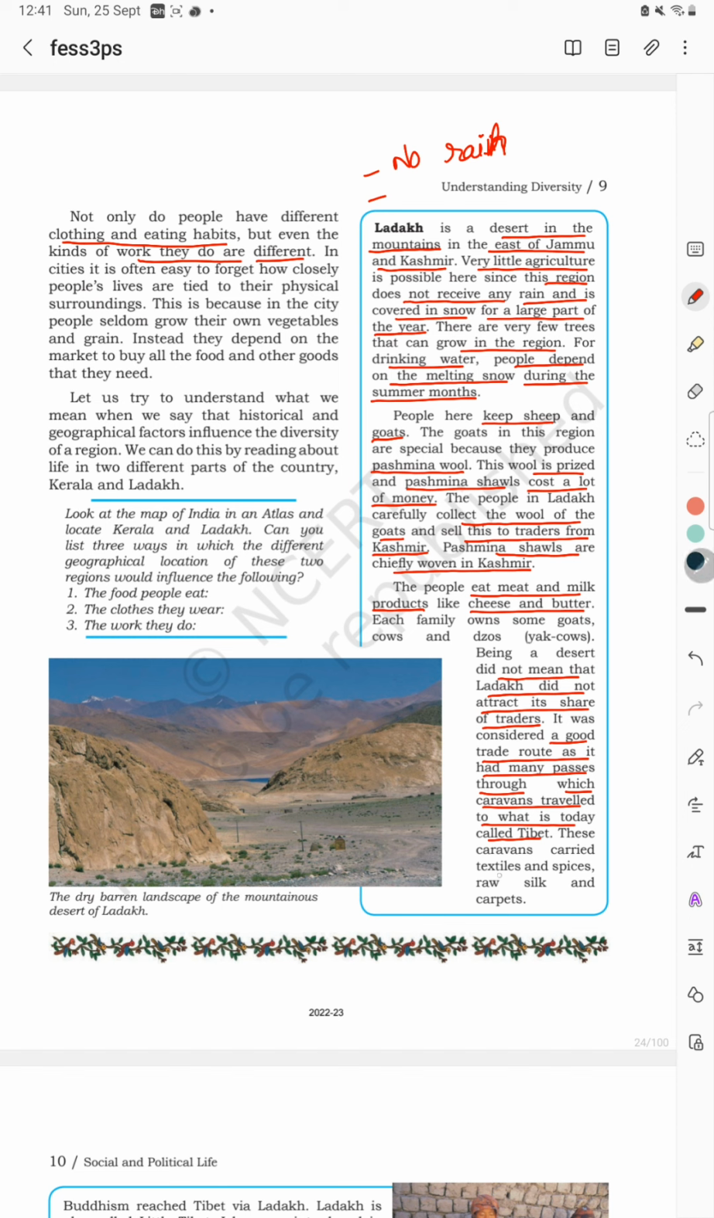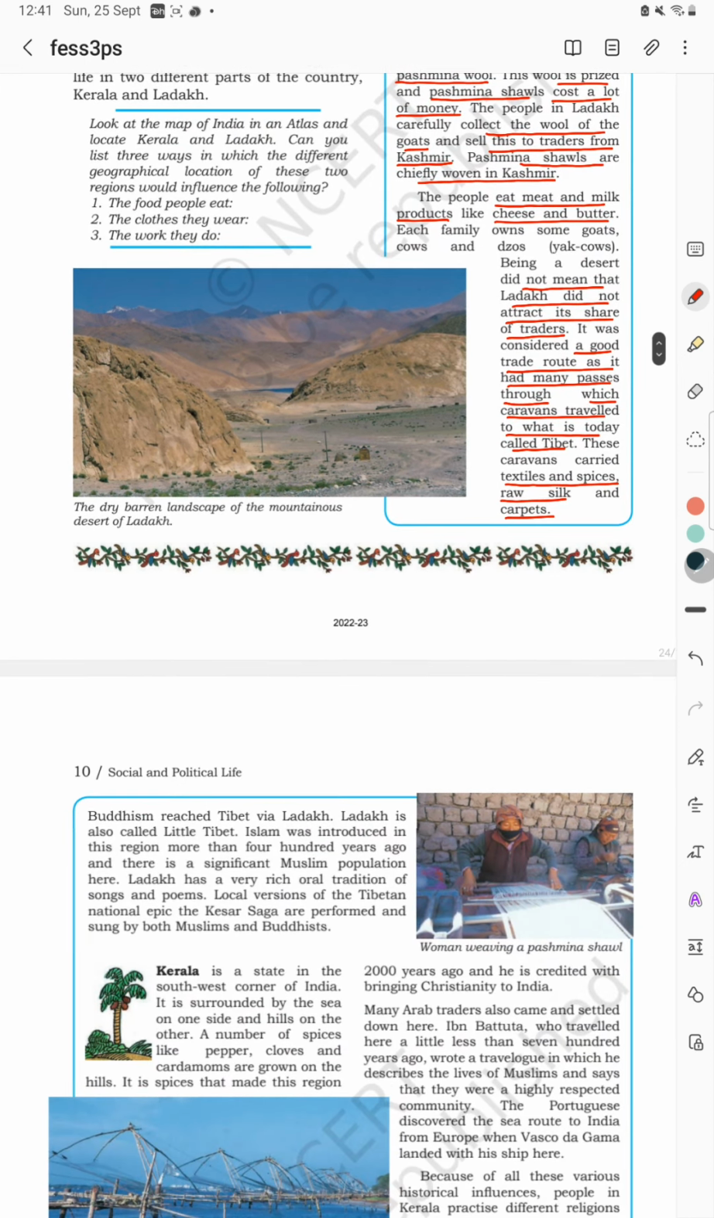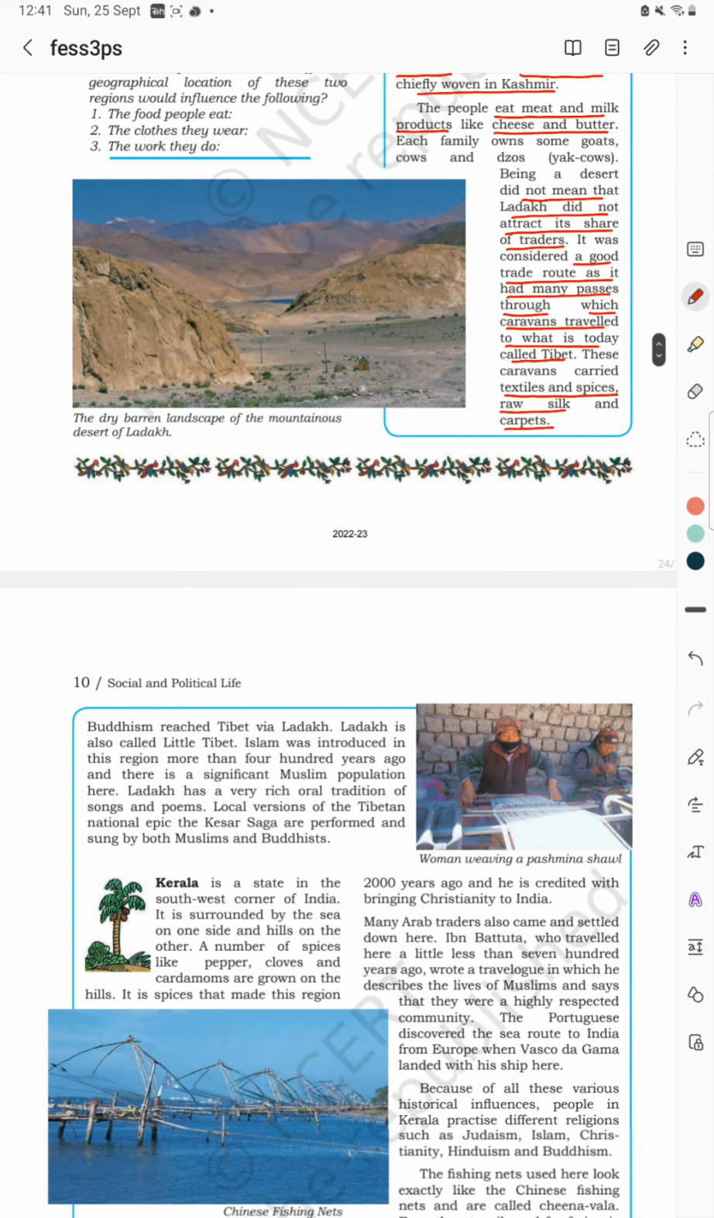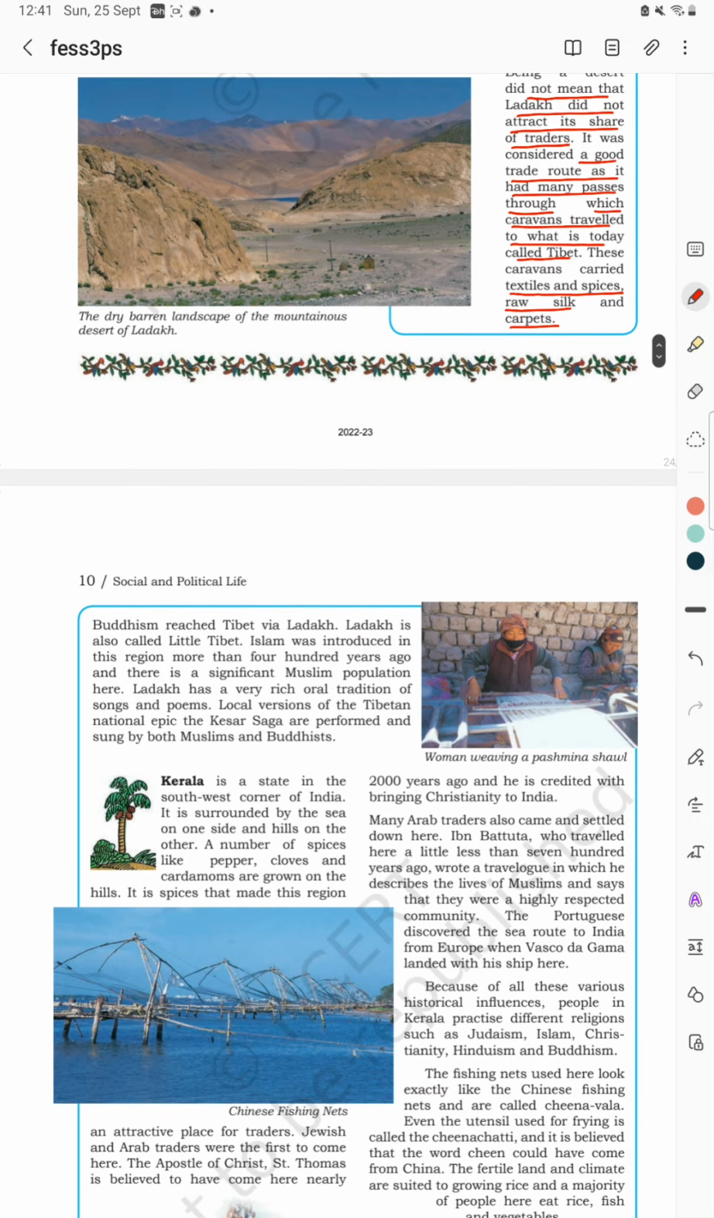These caravans carried textiles and spices, raw silk and carpets. Basically, trade used to happen through these passes between Ladakh and Tibet. This is a unique feature of this area. Buddhism, which originated in India, reached Tibet via Ladakh through these passes. Ladakh is also called Little Tibet.